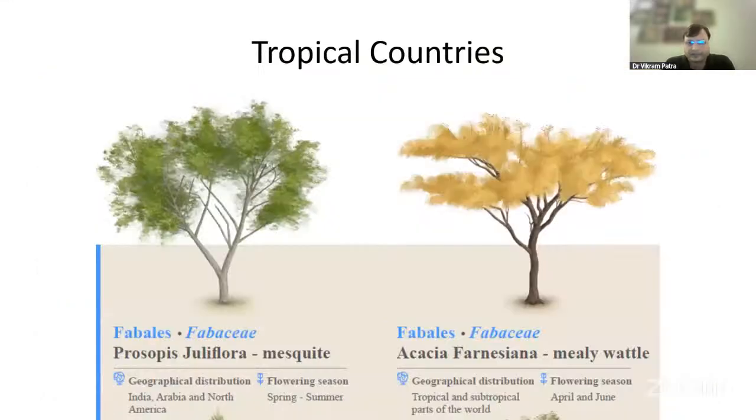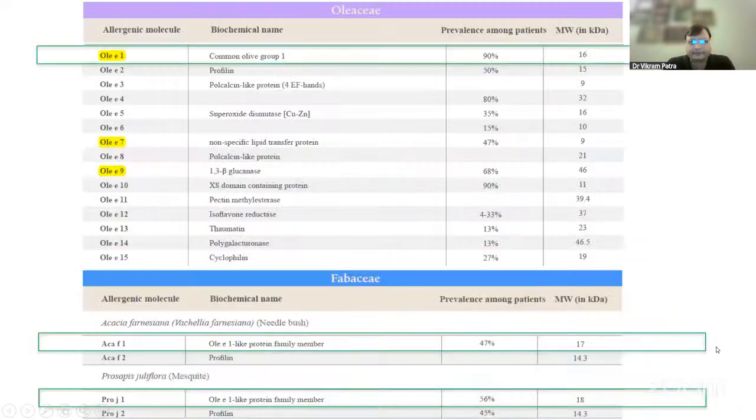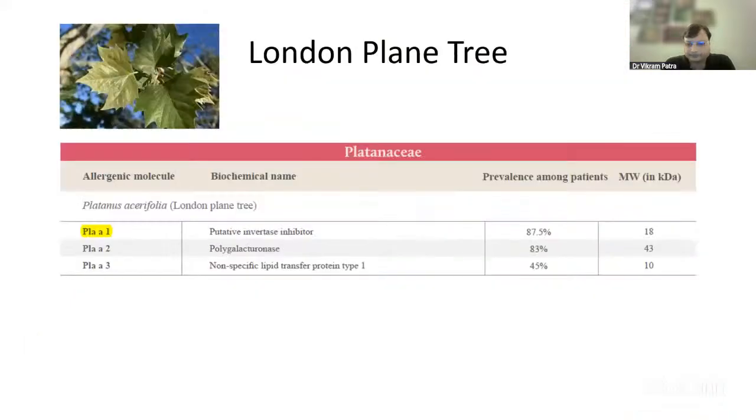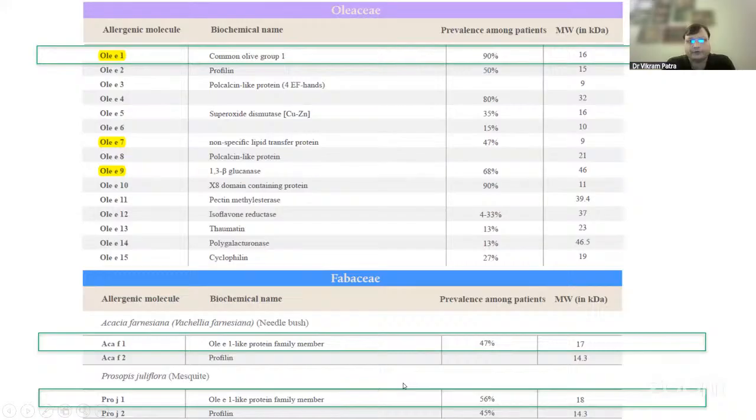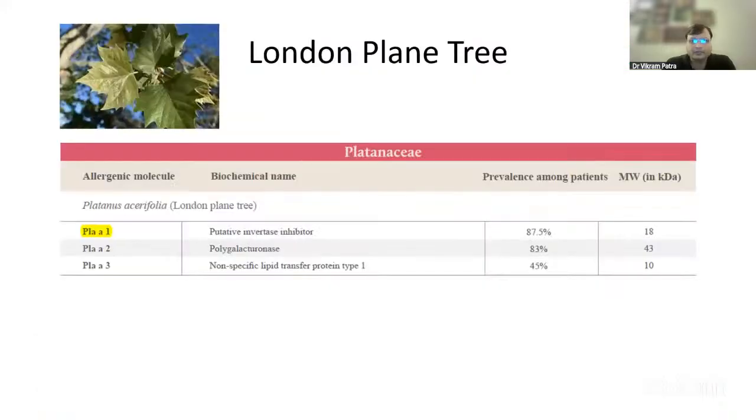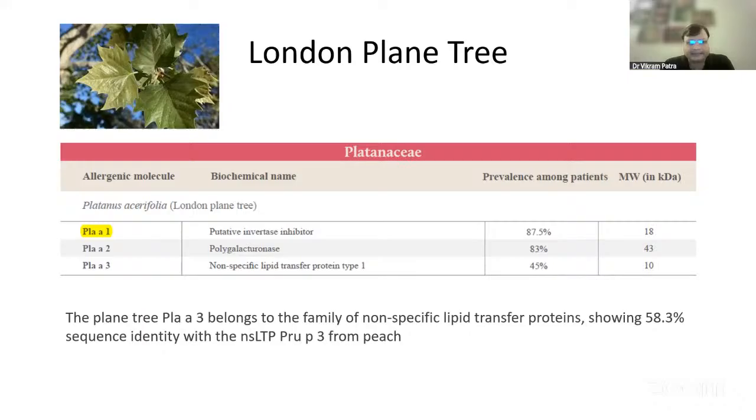When it comes to tropical countries like ours, we have the Fabaceae family like Prosopis juliflora and the Acacia group. There we have the Ole e 1 like protein family members, which cross-react with each other. The London plane tree also, if you come across some multiplex reports, Pla a 1 and Pla a 3 are reported. This plane tree Pla a 3 belongs to the family of NSLTP, showing 58% structural similarity with Pru p 3 from the peach.